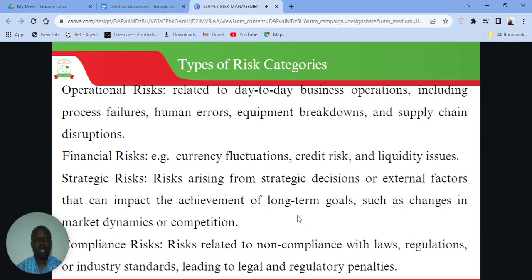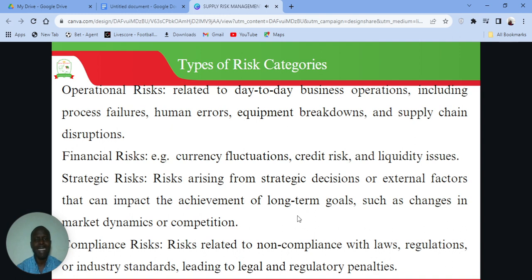Of course, this is going to arise based on various strategic decisions and external factors that we have made. Market dynamics, the market might change. Remember, we just mentioned the demand. So the demand might change. Issues to do with competition.